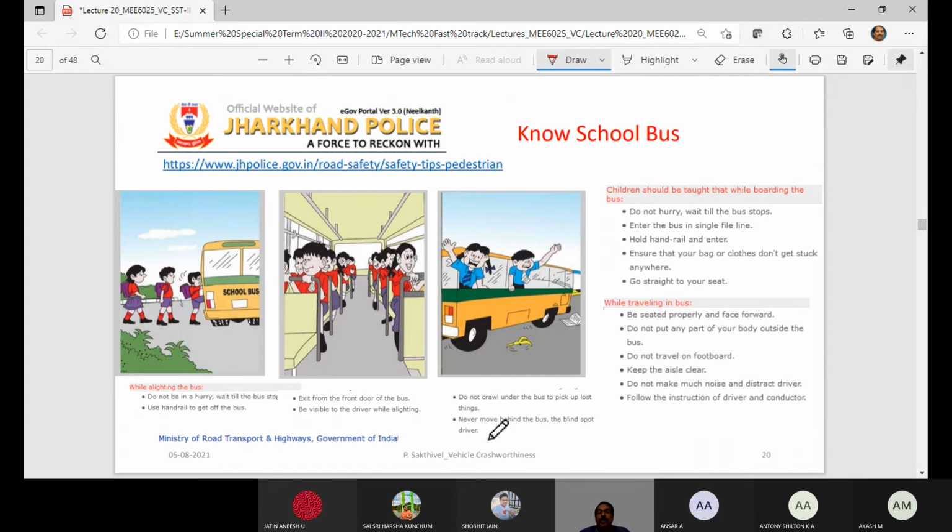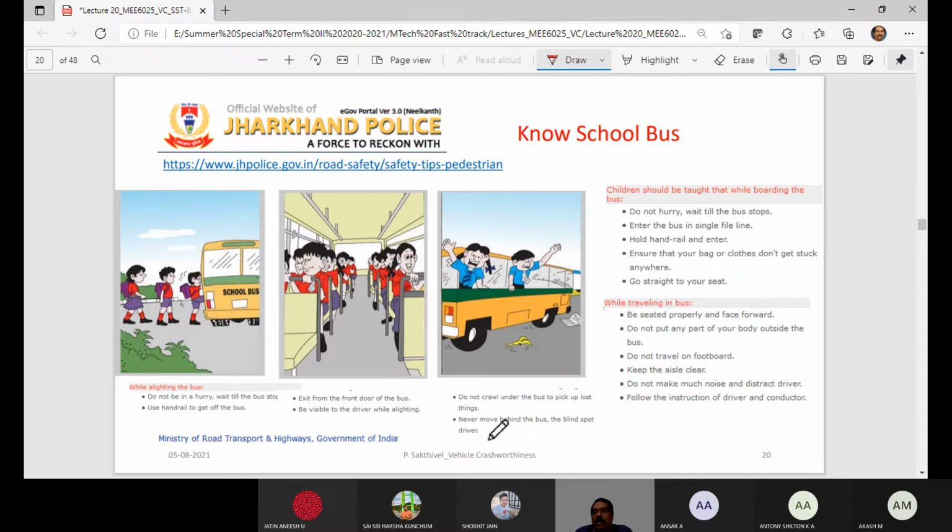And then we should also know about school buses. Look at the children: the parents put the children in the school bus and they go to school and come back. And they are always naughty. Kids are always the same nature. That's not their mistake, but we need to educate them.